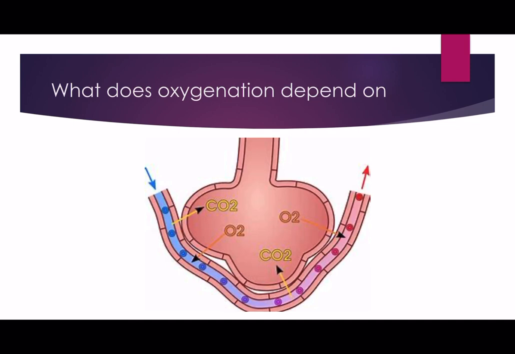If the alveolus is full of gas that has got a lot of oxygen and is low in CO2, and it's got a blood supply washing deoxygenated blood around it so that it allows it to be oxygenated, then as long as you've got those conditions, you are going to get oxygenation and you're going to get CO2 removal.